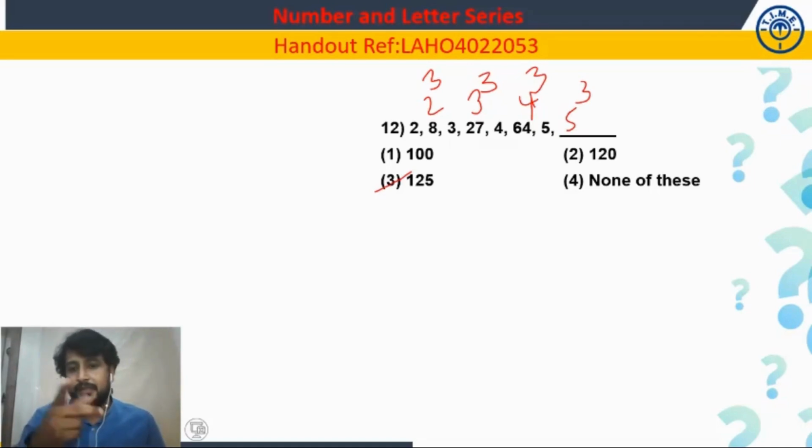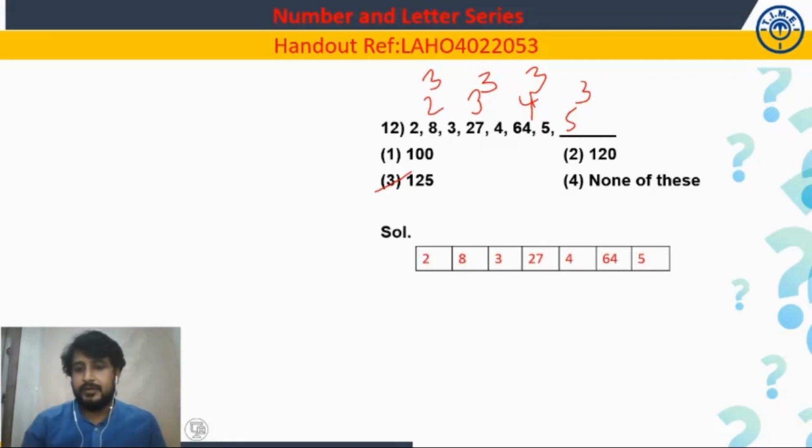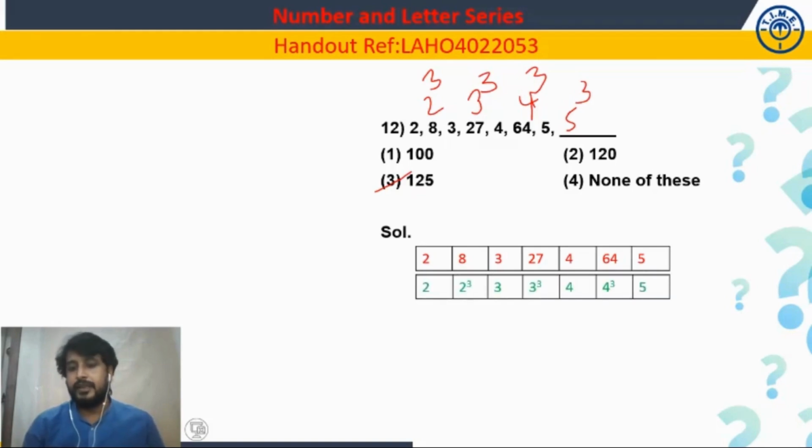2, 2 cube. 3, 3 cube. 4, 4 cube. 5, 5 cube. 5 cube is 125. Given numbers are 2, 8, 3, 27, 4, 64, 5. 2, 8 is 2 cube. 3, 27 is 3 cube. 4, 64 is 4 cube. 5, next will be 5 cube. 125. Choice 3.